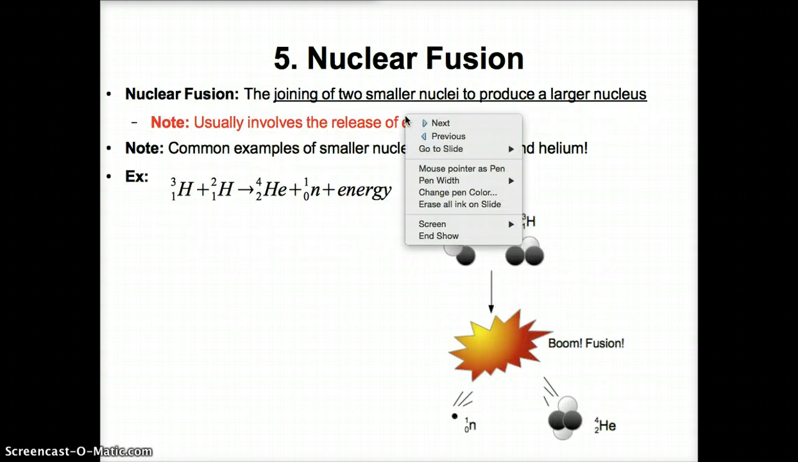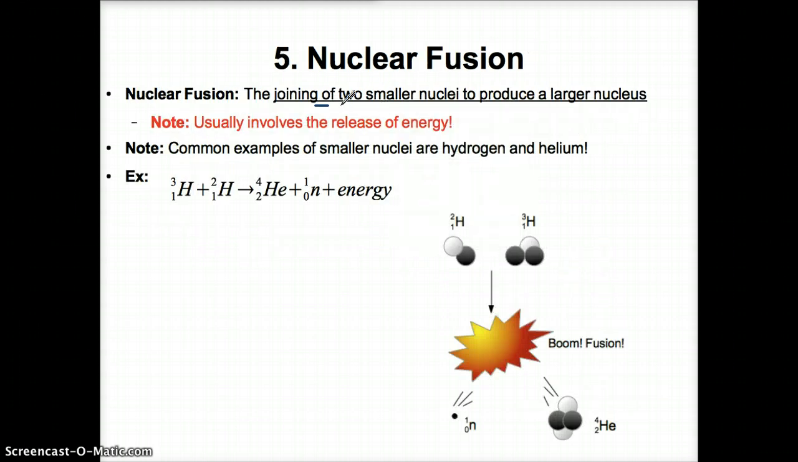Next is nuclear fusion. Nuclear fusion is the joining of two smaller nuclei to produce a larger nucleus, along with the release of energy in most cases. So make sure you take note of that and add that to your notes. Obviously, by larger, I mean that the nucleus formed in the products has a greater mass than either of the original two smaller nuclei did, usually. It's also worth noting that common examples of smaller nuclei that you join to form a larger nucleus are hydrogen and helium, so look out for those as possible hints of fusion.